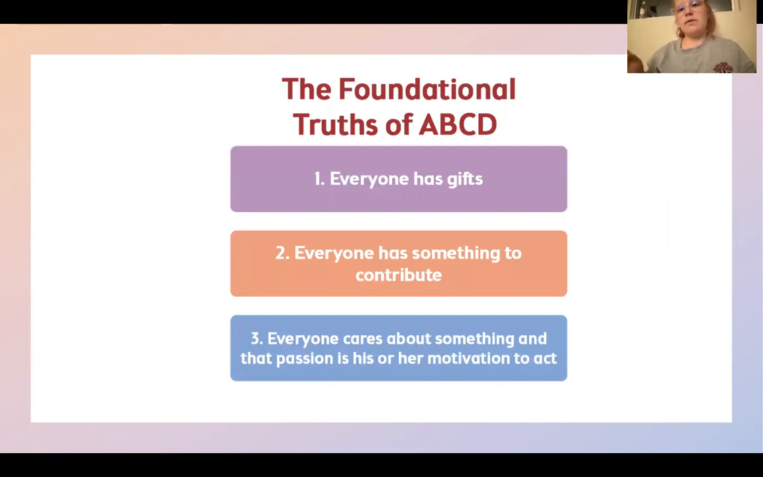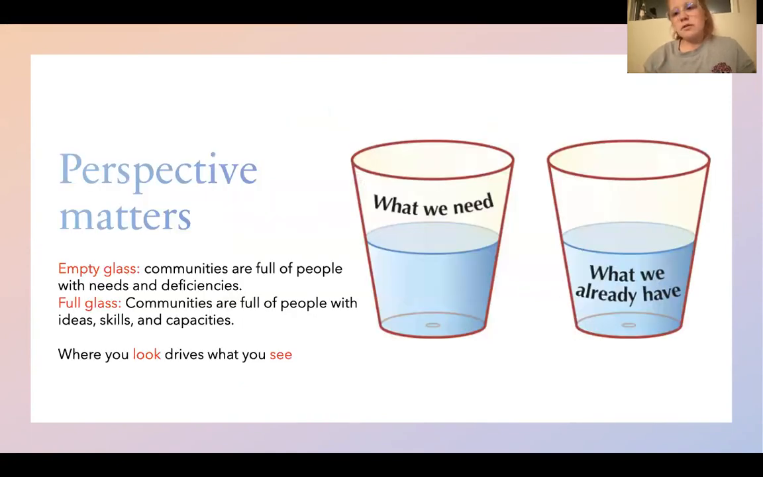3 takeaways. The fundamental truths of ABCD. Everyone has gifts. Everyone has something to contribute, and everyone cares about something that has passion, his or her motivation to act. Perspective matters. We get an empty glass where the communities are full of people with needs and deficiencies, or a full glass where we're talking about ABCD and the communities are full of ideas, skills, and capacities. Where you look drives what you see.